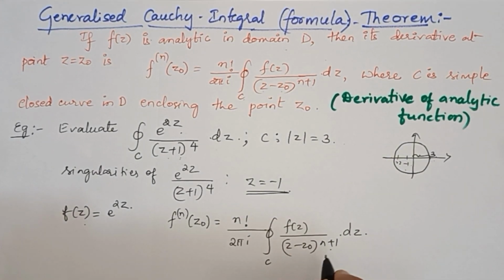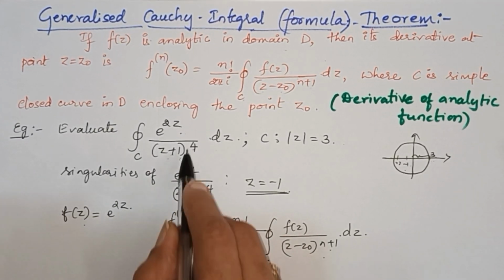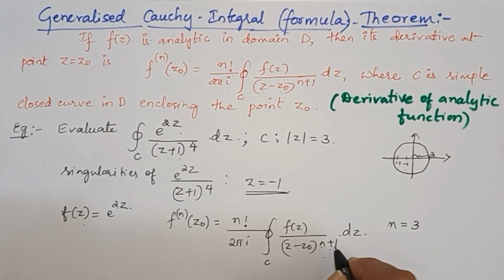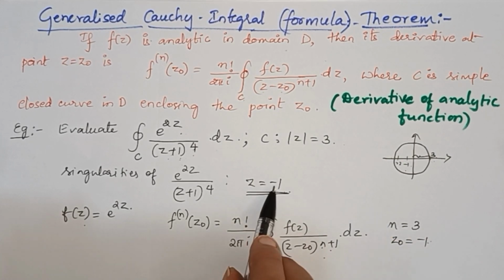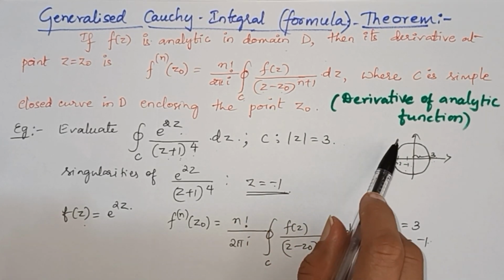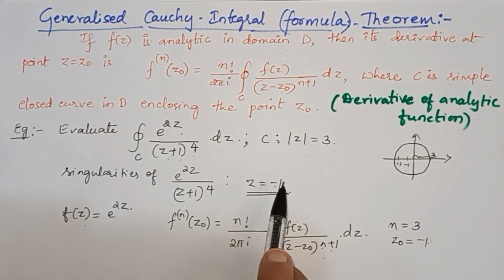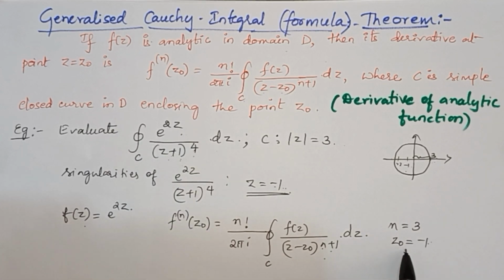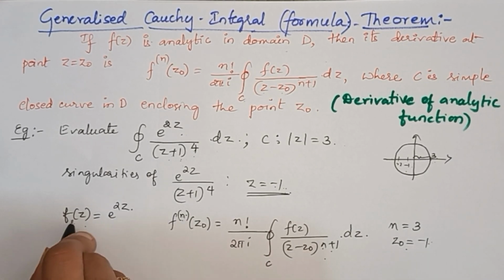Now compare this with the given value. Here this power is equal to 4. Therefore n must be equal to 3, because 3 plus 1 equals 4, and z naught is equal to minus 1, because this is the point at which there exists a singularity for the given function. So always that z naught is chosen where the singularity of the given function exists. So z naught equals minus 1. Therefore, we want the third derivative of f of z.